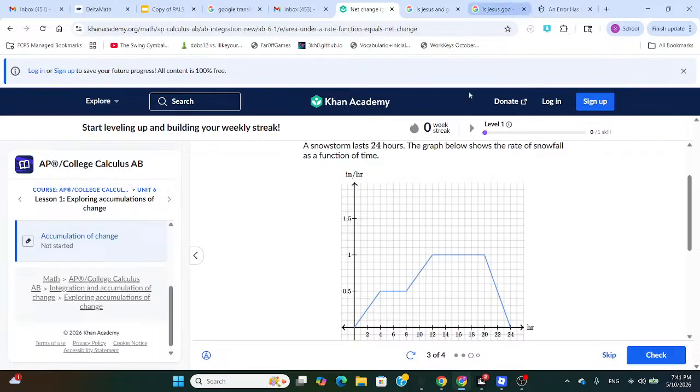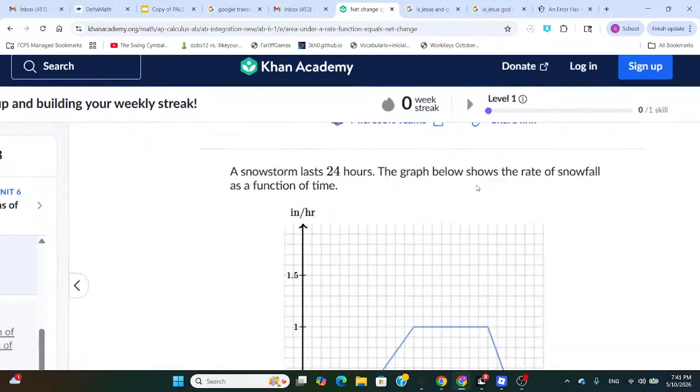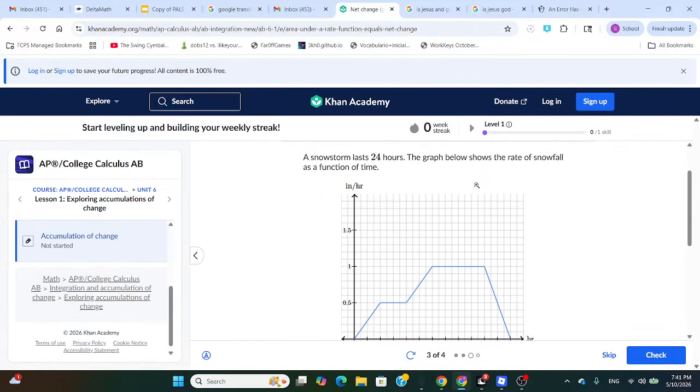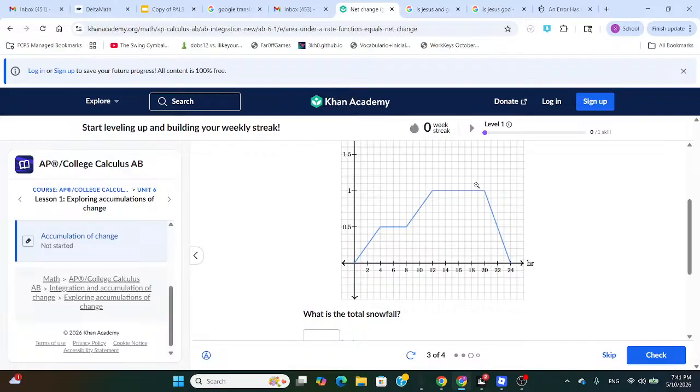A snowstorm lasts 24 hours. The graph below shows the rate of snowfall as a function of time. Okay, so literally the same thing.